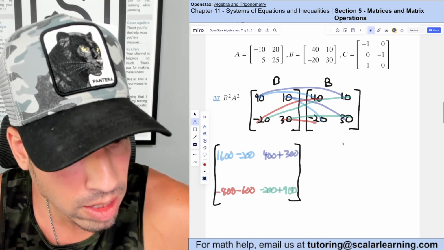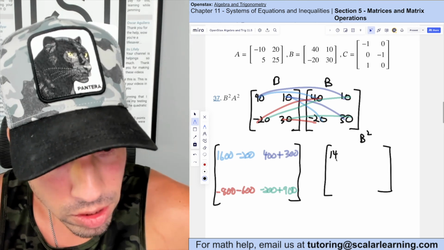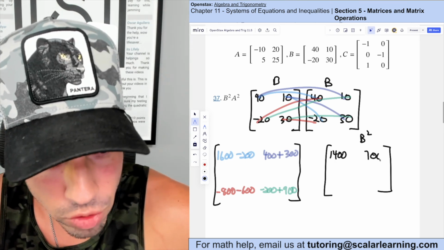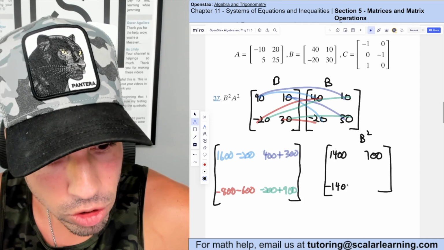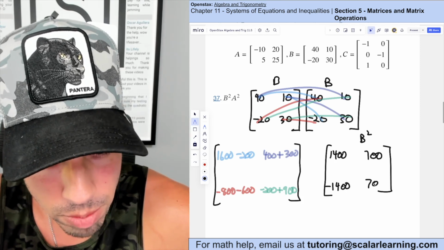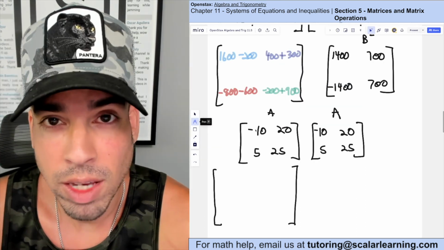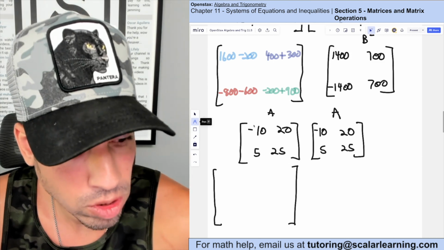All right, now let's finalize that. So B squared is 1400, 700, negative 1400, and 700. Boom. Now we got to do the same thing again, but with A squared. So it's A times A. Again, let's use that similar color coding.